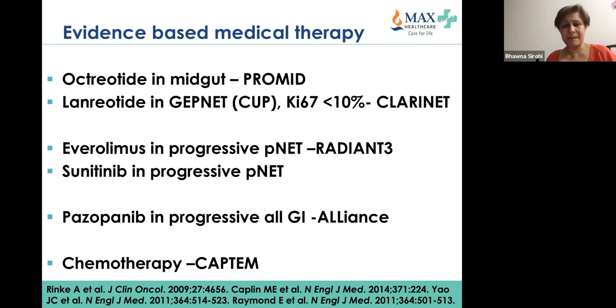The evidence-based medical therapies are summarized on these slides, and I'll talk about this. Octreotide in mid-gut tumors, you have the PROMID trial. I think if you're exam going, you must know at least the names of the trials and what the outcome was, what the progression-free survival was, because it helps you talk to the patients better in the clinic as well, if you know the progression-free and the overall survival.